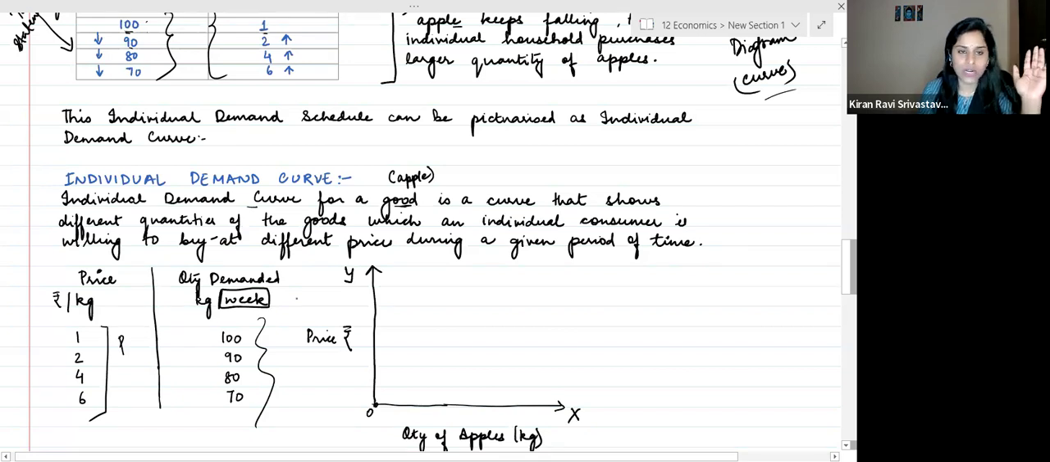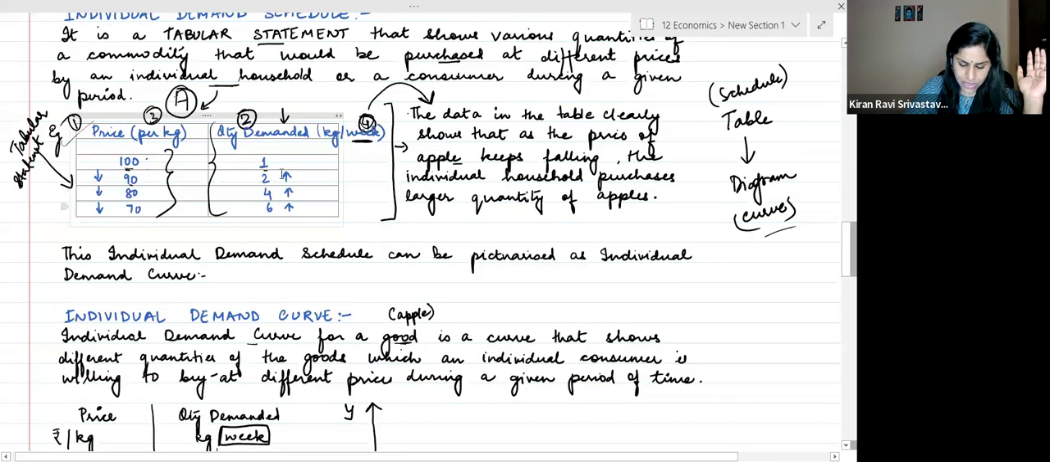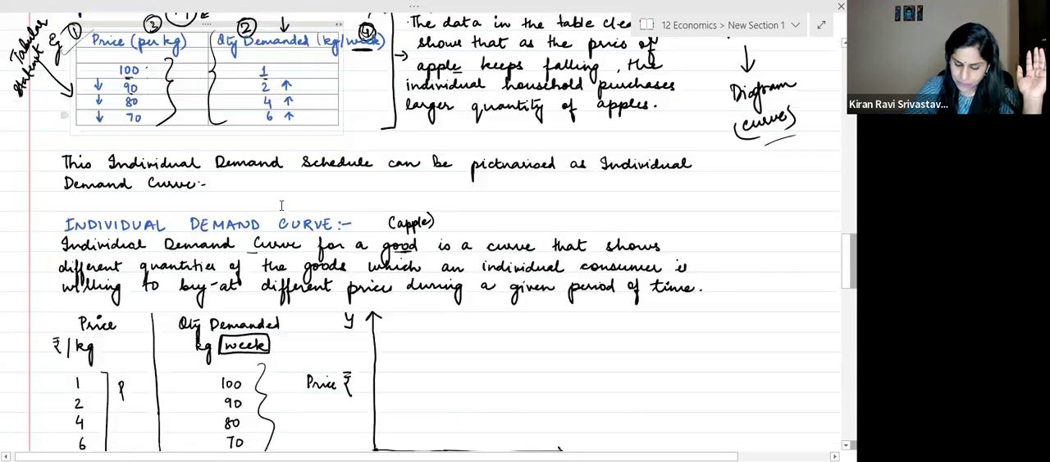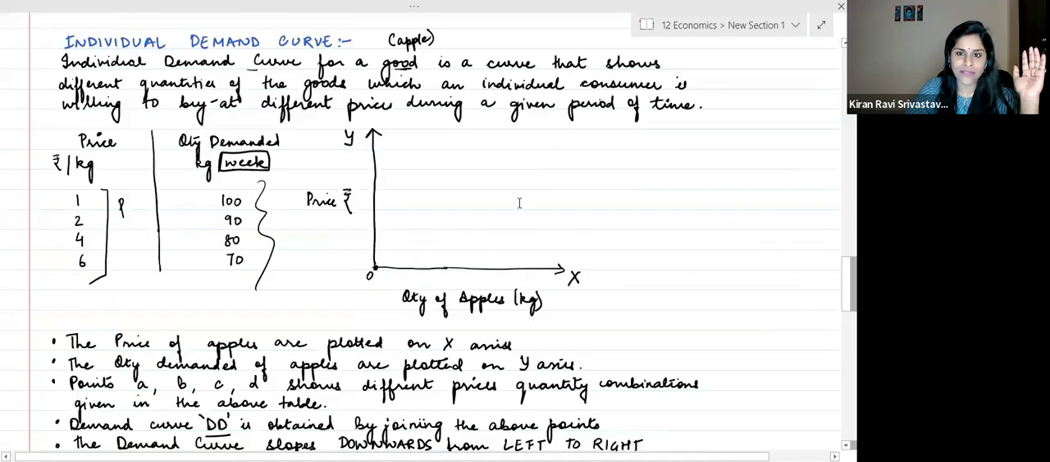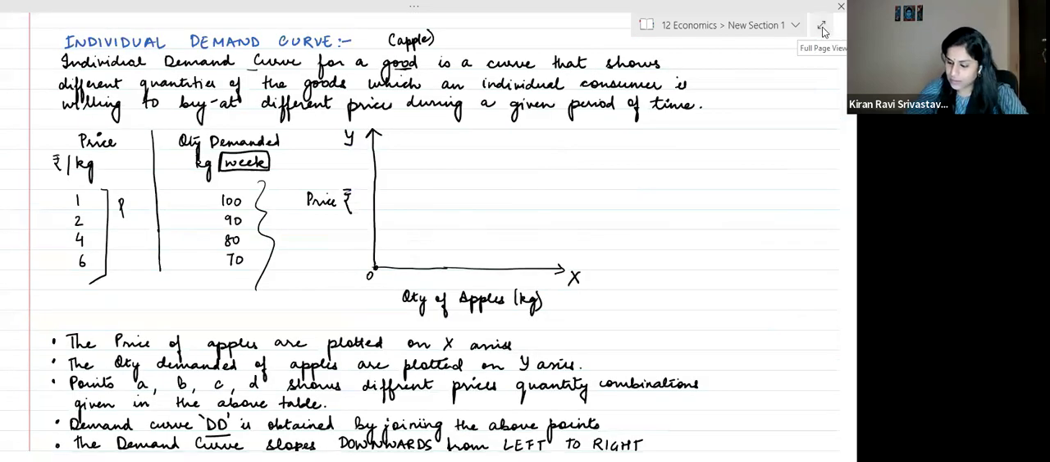Now we will convert the above table into a graph. So here is the information: 100, 90, 80, 70, and 1, 2, 4, 6. Now how do we convert? First we will draw. I have left it blank for you only so that you can understand.